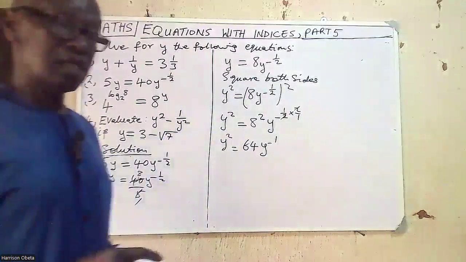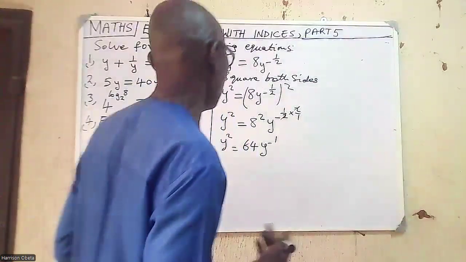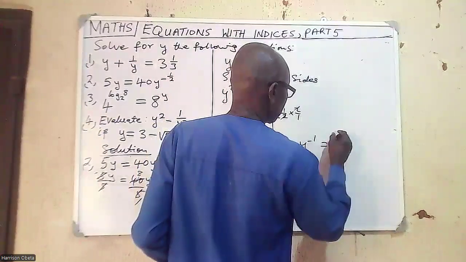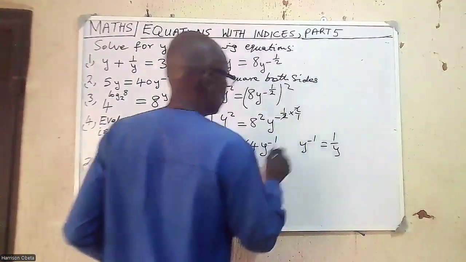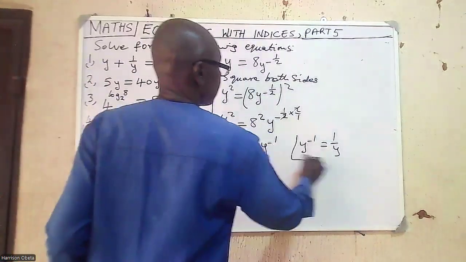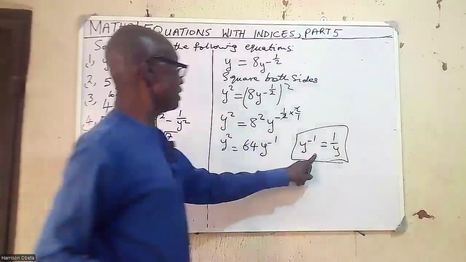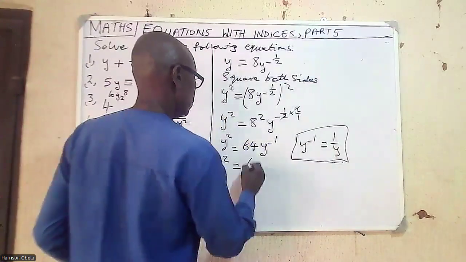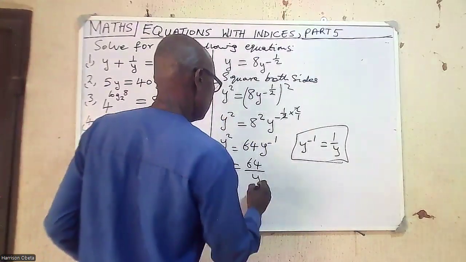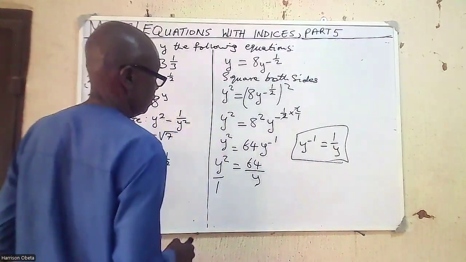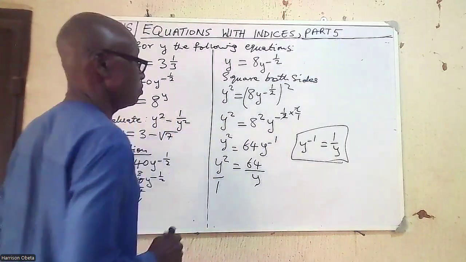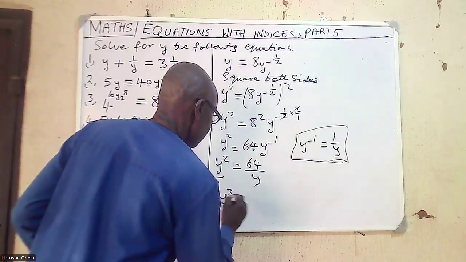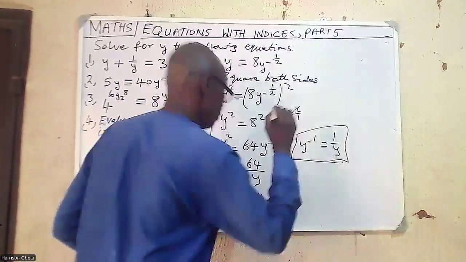And we know that y raised by minus 1 is the same thing as 1 over y. So we are going to apply this knowledge here. And that means y squared is equal to 64 all over y. And then you cross multiply. That means y raised by 3 is equal to 64.